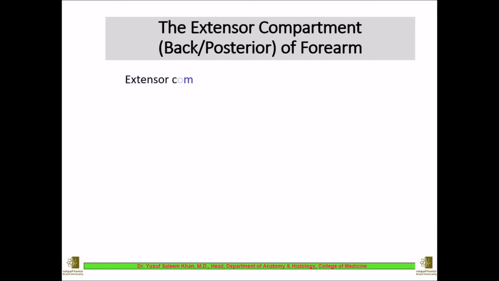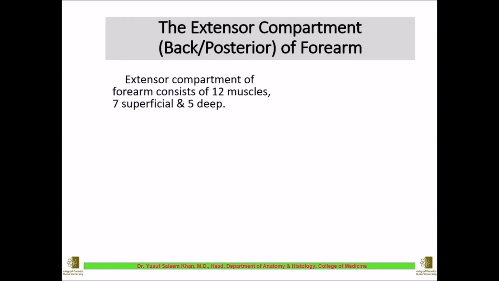This compartment consists of 12 muscles. If you remember, I had told you that the whole of the forearm has 20 muscles. Out of those 20 muscles, 8 are in the flexor compartment and 12 are in the extensor compartment. In the flexor compartment, in part 1, we discussed that the 8 muscles are divided into 5 superficial and 3 deep. Today we'll study the extensor compartment, where there are 12 muscles. Out of the 12 muscles, 7 are superficial and 5 are deep. So which are those muscles? We'll discuss them one by one.